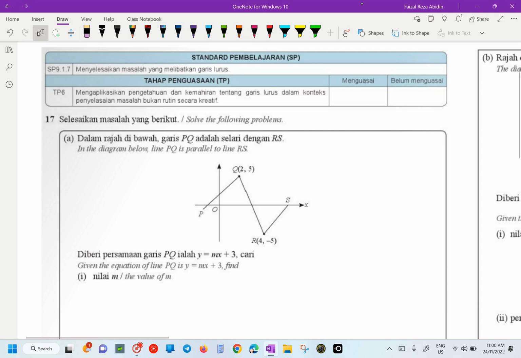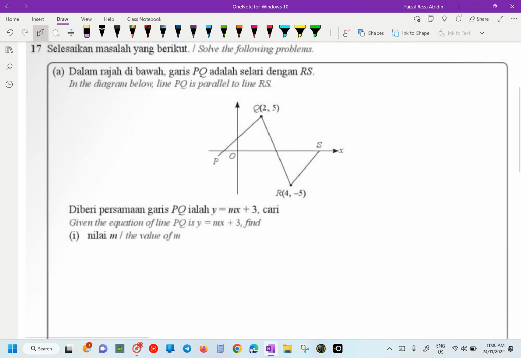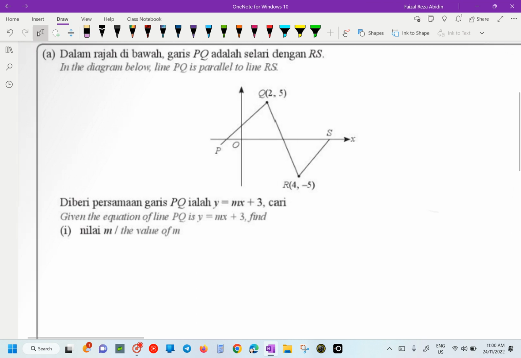Take your book to page 143. We are going to look at the last subtopic here, problem solving regarding our equation of straight line. What we have over here is question 17a.